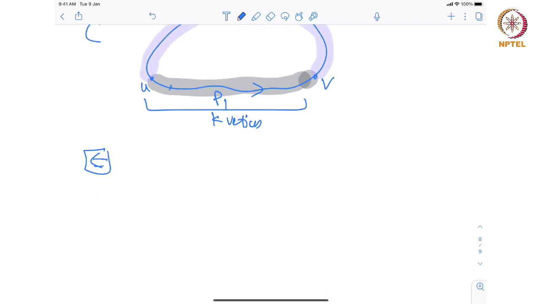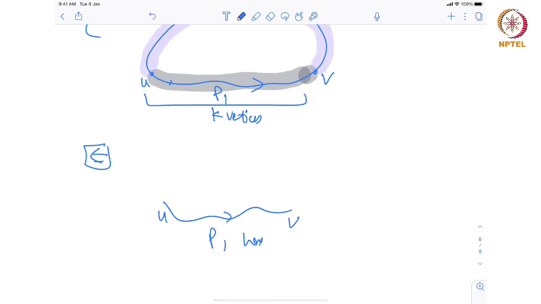You look at a path u to v, this is your P1 which has length k, and there is another path v to u, which could be just an edge actually, by the way, but still you are able to close a cycle and the length of this cycle is at least k. Okay? So, this is it.